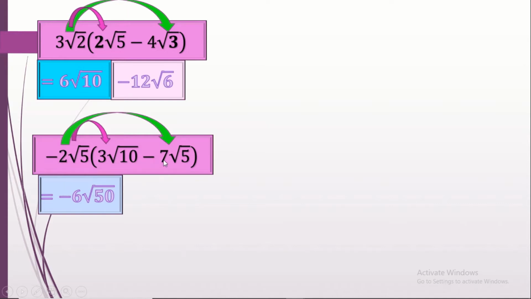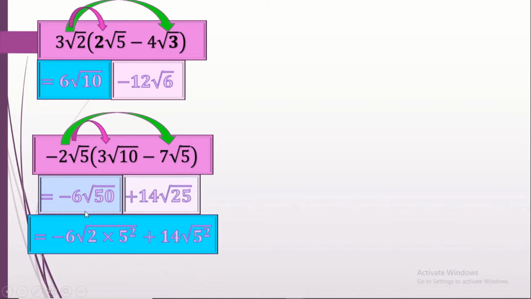2 times 7 is 14. Radical 5 times radical 5 is radical 25, which is 5 squared. Also 50, we can write it as 2 times 5 squared. Now we can directly simplify that. So here 5 times 6 is 30, so it's minus 30 radical 2. The 2 remains below the radical, it's not squared. Plus here 5 times 14 gives us 70.